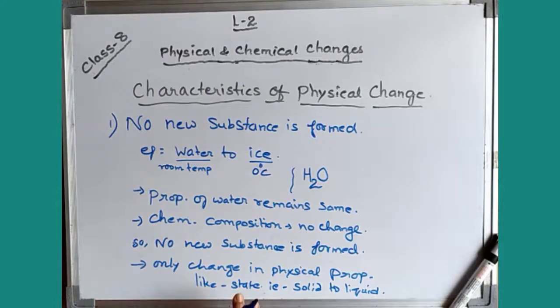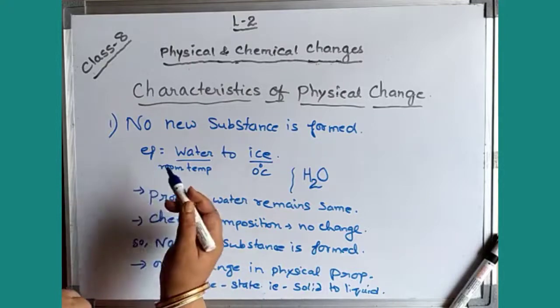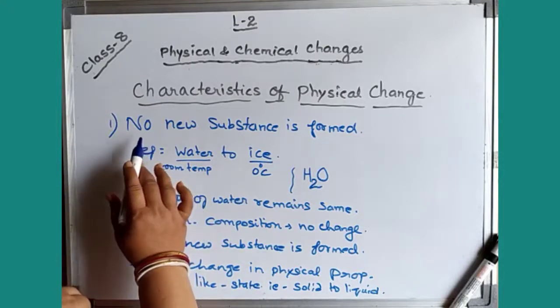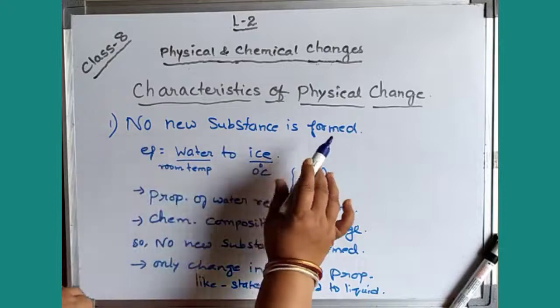And what change will there be? There will be only a slight change in the physical properties. That means either there will be a change in the state, in the size, in the shape, in the color. Those are the changes we often see in the physical change. Now let us explain one by one the characteristics of the physical change. First point, no new substance is formed.